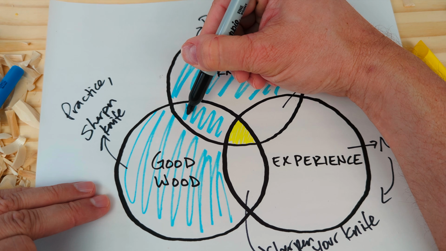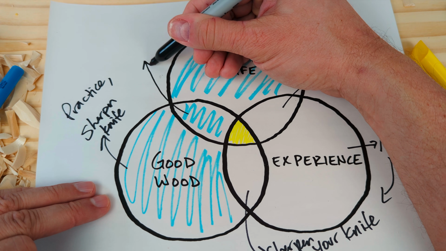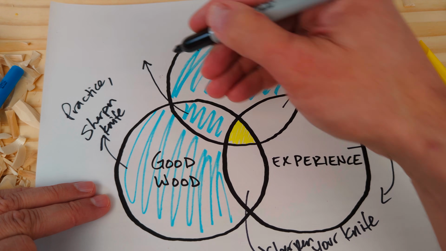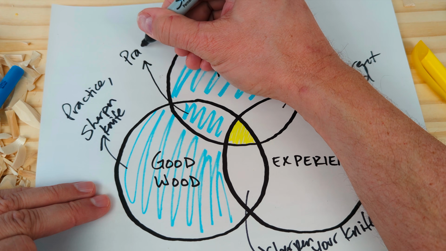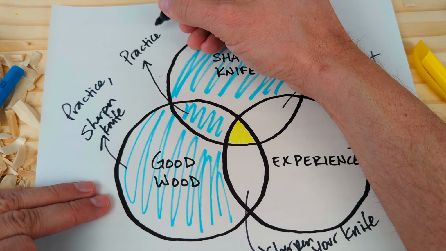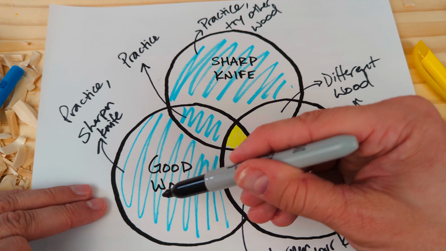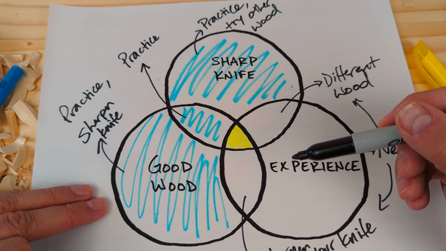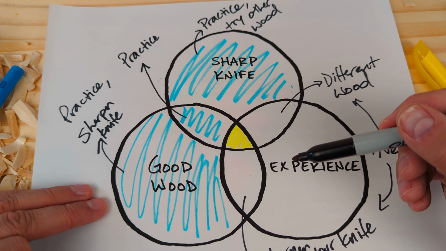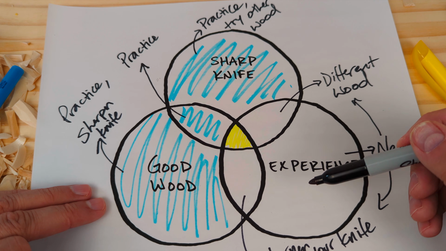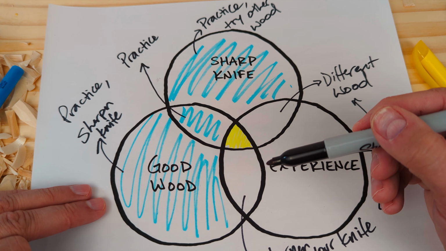Then the other possibility is that you're in this range, which is that you have good wood and a sharp knife, but you don't have experience. In that case, what you need is practice. I'll give you an example of that. You know, teaching my daughter how to carve, I give her a good sharp knife, I give her good wood. I know that she knows how to do that. I've done that with several people and sat next to them. They're not making clean cuts because they don't have the experience to do it yet, but they know they have a sharp knife or good wood.